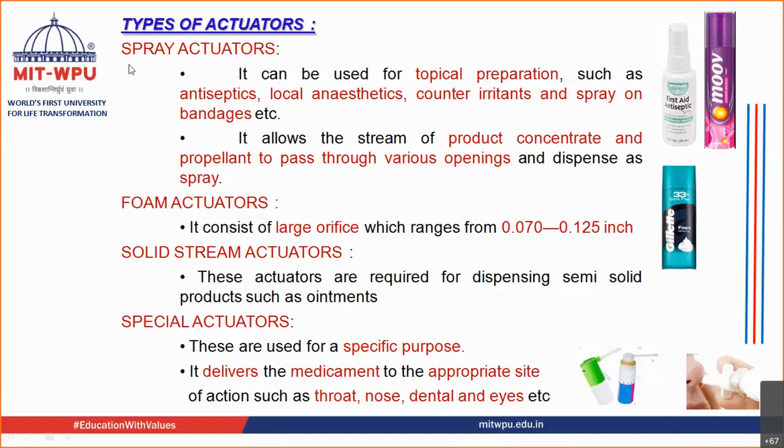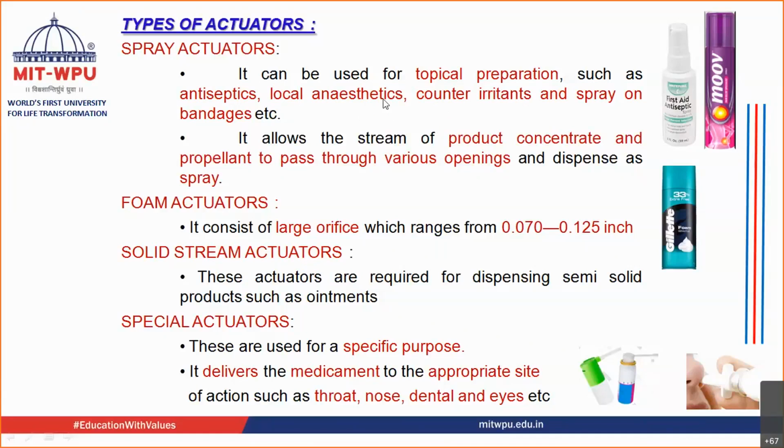Let us talk about the spray actuators. The first type of actuator is the spray actuator. These kinds of actuators are basically used for your local preparations, like spraying your antiseptics, spraying local anesthetics, or counter irritants, just like Move, etc. This is your first aid antiseptic spray, if you get hurt, etc. Right?